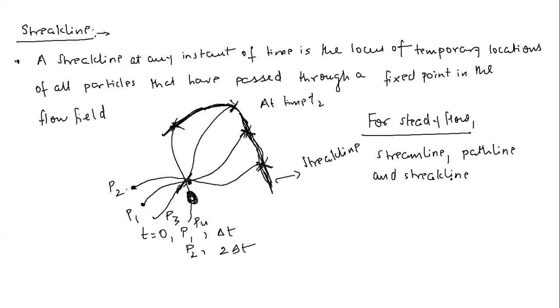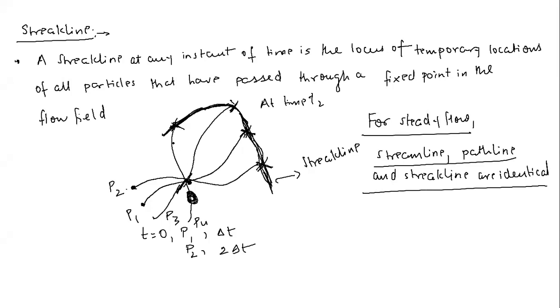Now can I say that for a steady flow, all of them will represent the same thing? Because now the fluid properties are not changing with respect to time. Always remember, the streamline, the path line, and the streak line all become the same when the flow is steady. Just remember.